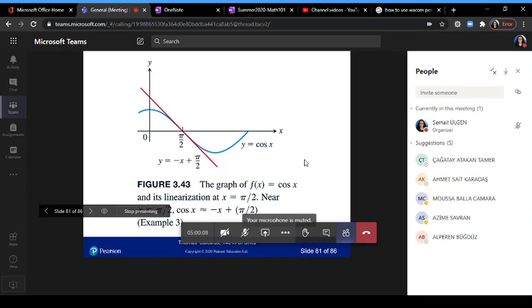Here, they ask about the linearization function for cosine x near pi over 2. You're going to just find the tangent line equation. You take the derivative of cosine, negative sine x, and evaluate at pi over 2. Negative sine x, sine pi over 2 is 1, so the slope is negative 1. And here is the slope we got. And then you can find the point by just putting in a point in there. So it is easy.